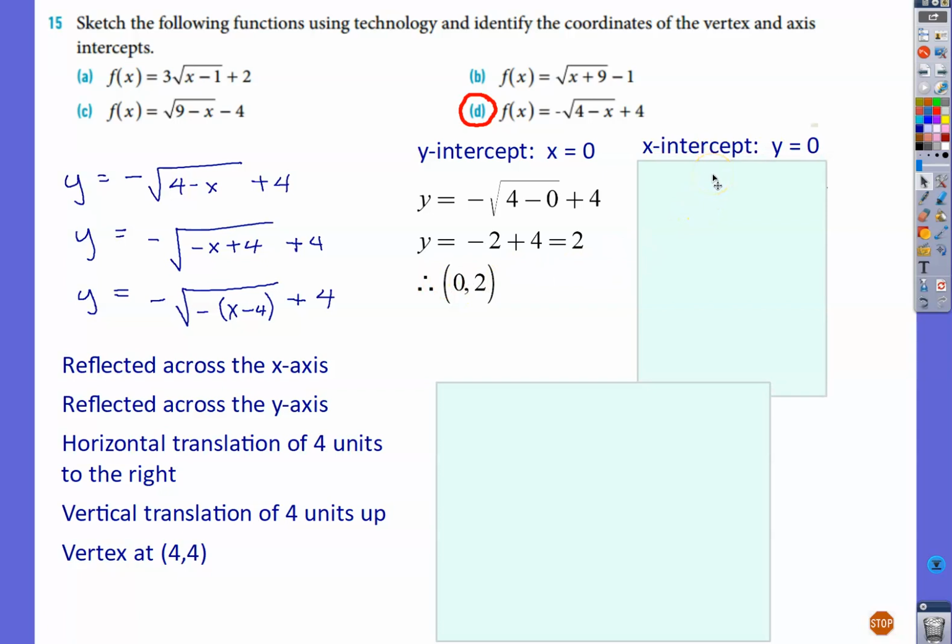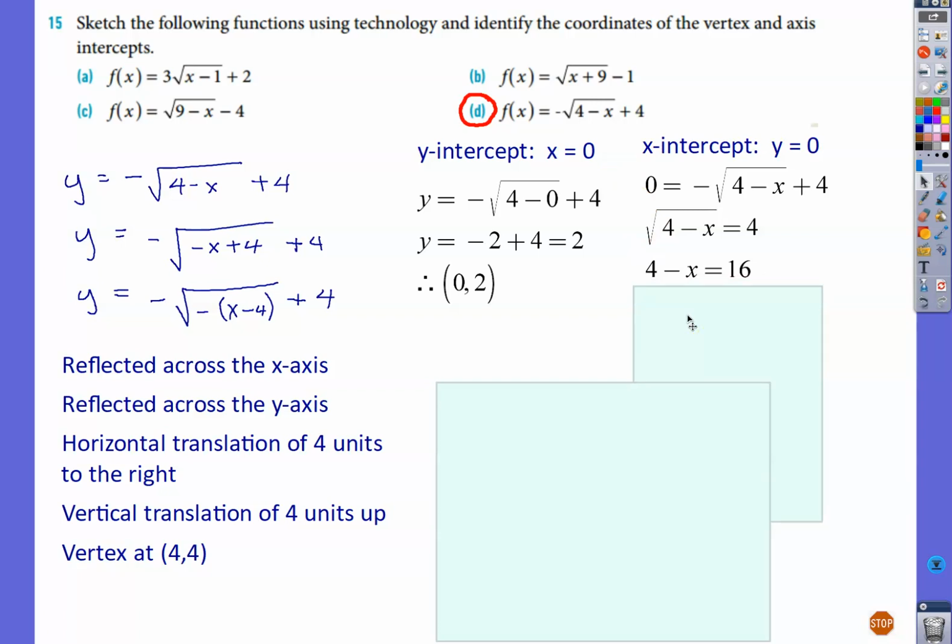The x-intercept, we set y equal to 0. Again, you might want to try this one. This one takes a little bit of algebra. So put 0 in for y, and now we've got to solve this equation for x. So I moved this to the other side to make it positive, because I don't like negative numbers. The second step is I squared both sides to get rid of the square root. And finally, 4 take x is 16. Well, 4 take negative 12 is 16, because subtracting a negative is the same as adding a positive. And therefore, the x-intercept is negative 12, 0.